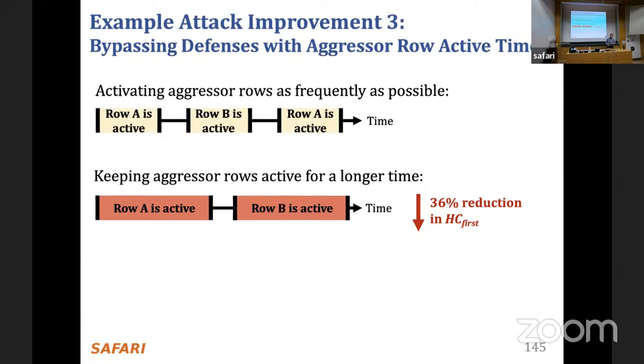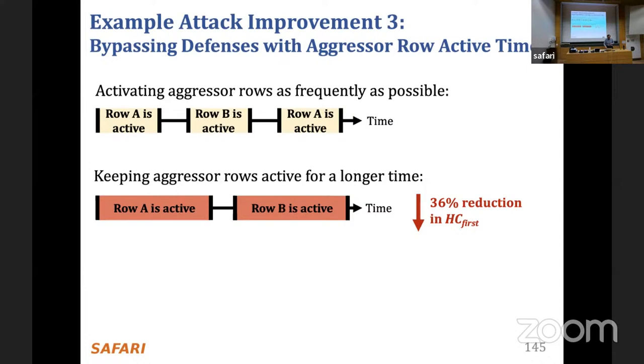In this one, if you activate aggressor rows as frequently as possible as allowed by the standard, you get to the first bit flip after some number of activations. But if you actually keep the row active a little bit longer, instead of maximizing the frequency of activations, then you get to the first bit flip earlier in terms of the number of activations that you need to do. So this is interesting.